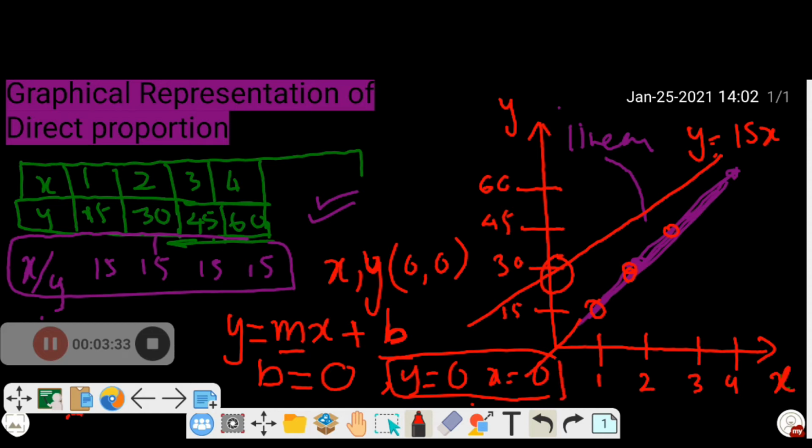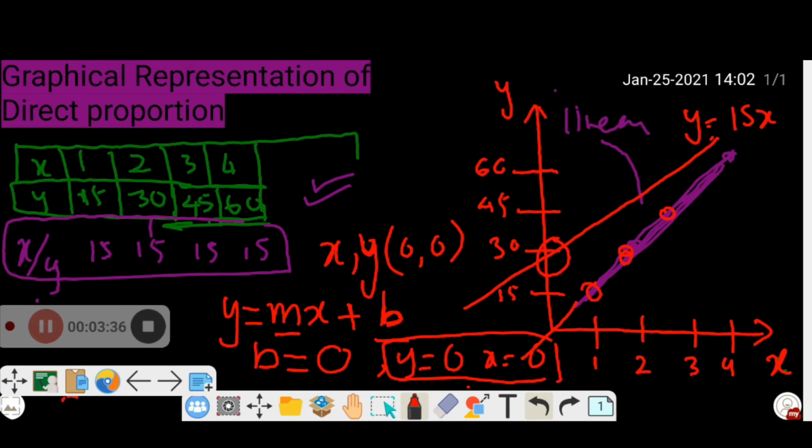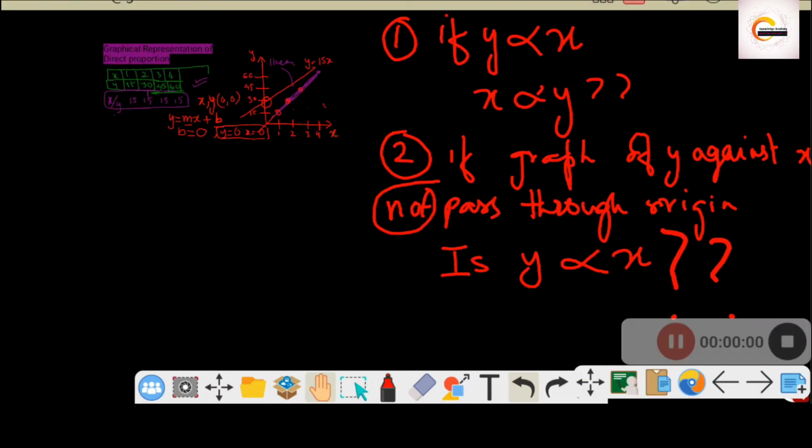Hence we can say, if y is directly proportional to x, then the graph of y against x is a straight line that passes through the origin. Here I would like to add a few points. Number one, if y is directly proportional to x, will x be directly proportional to y? Well, in this particular case, yes, but in general, no.